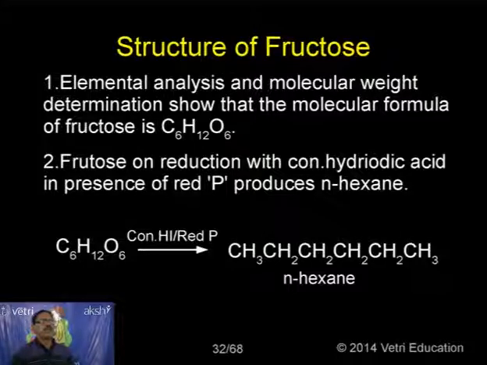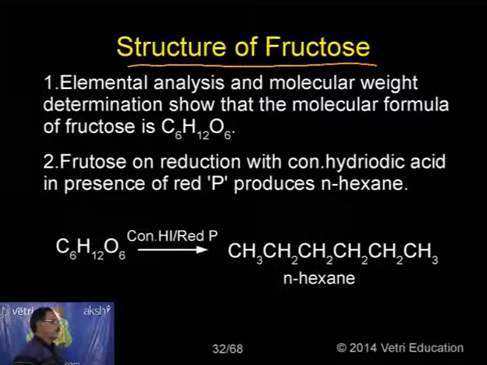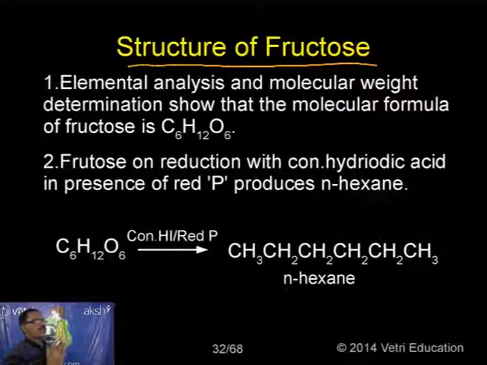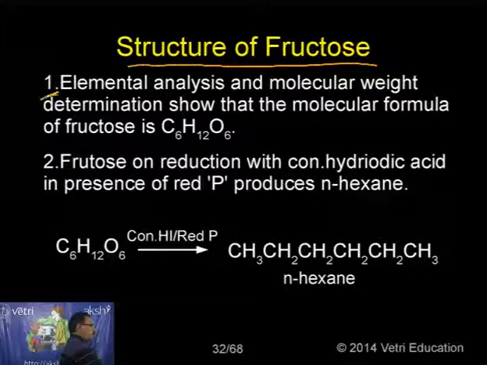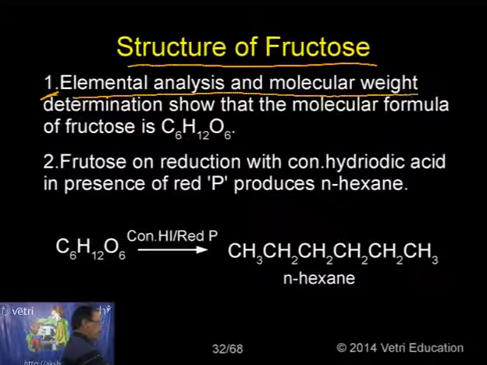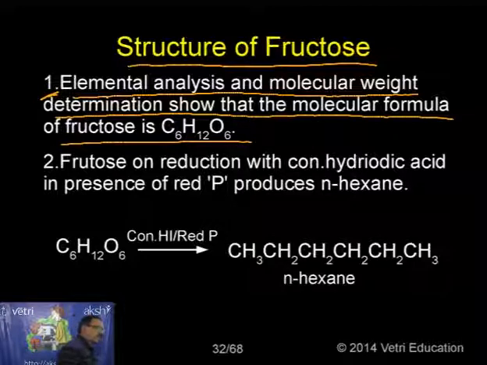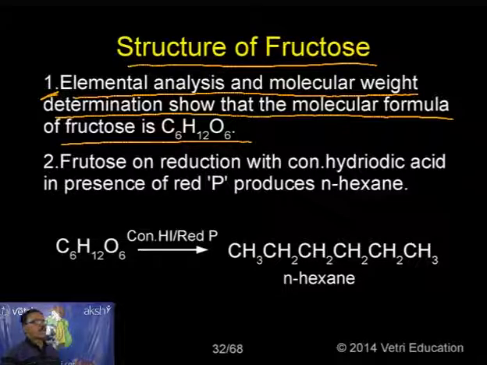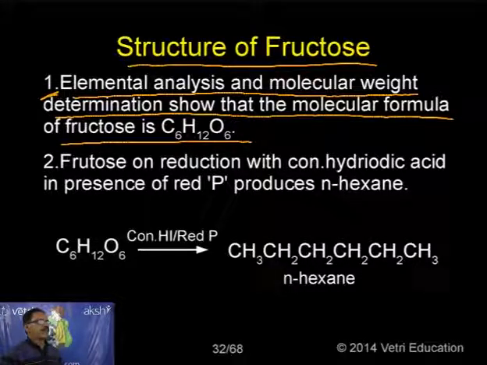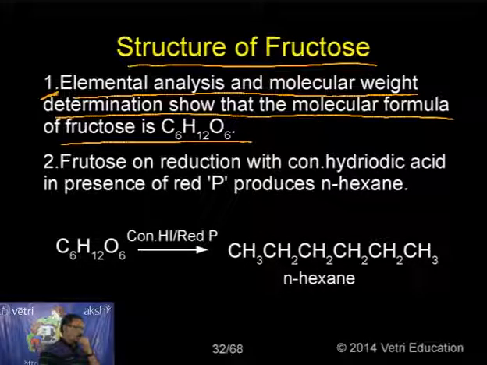Next, let me go for the structure of fructose. It's a ketose structure. Let me again start there: how the structure of fructose can be defined. Now, step 1. Elemental analysis and molecular weight determination show that the molecular formula for fructose is again C6H12O6. As usual, elemental analysis, carbon detection and estimation, and molecular weight from the mass spectrum, give you the formula C6H12O6.